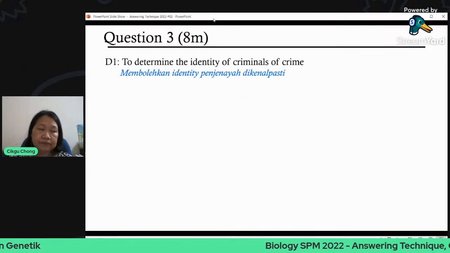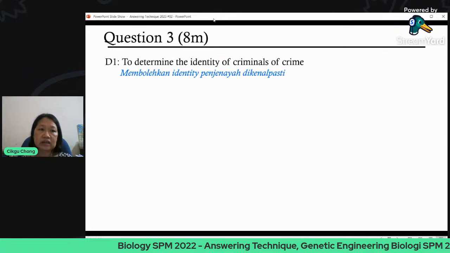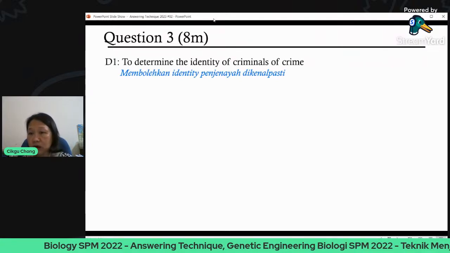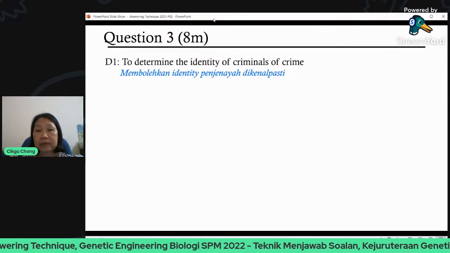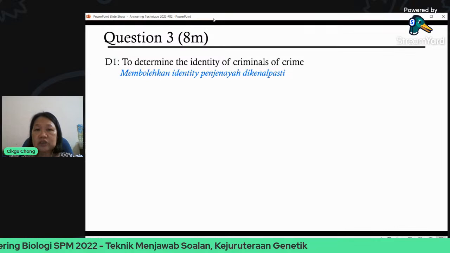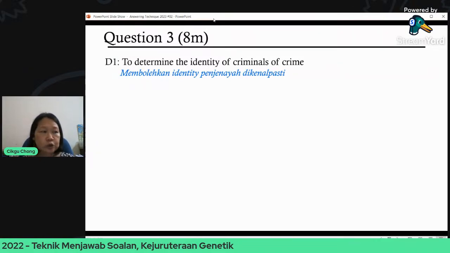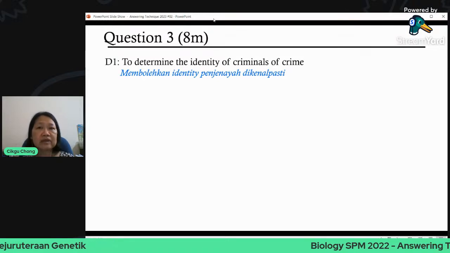So D1. This is for the DNA one, the advantages of DNA. Why we need DNA tests to determine the identity of criminals. You have a lot of crime out there. People get killed, and then you have blood stains everywhere. So you take that blood stain, you take out the DNA, you do a DNA test, and then you get your suspect.